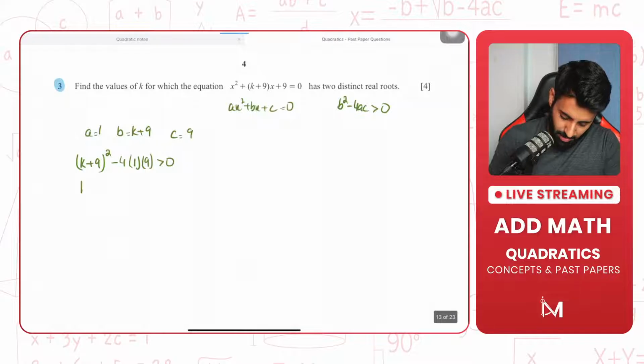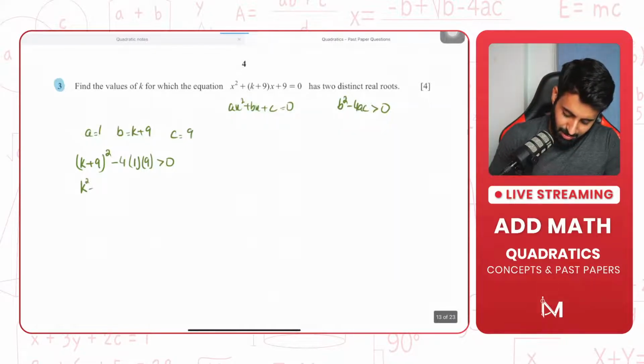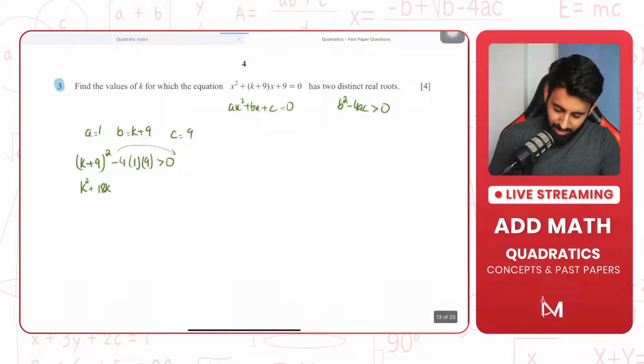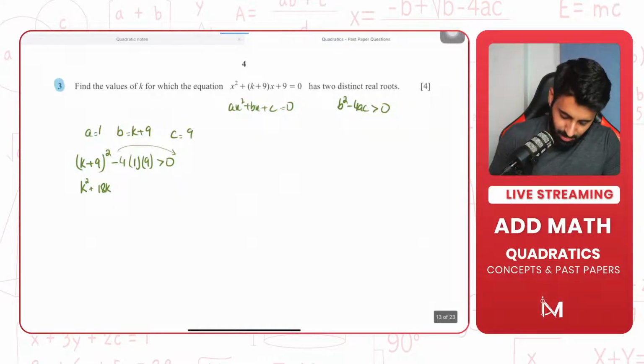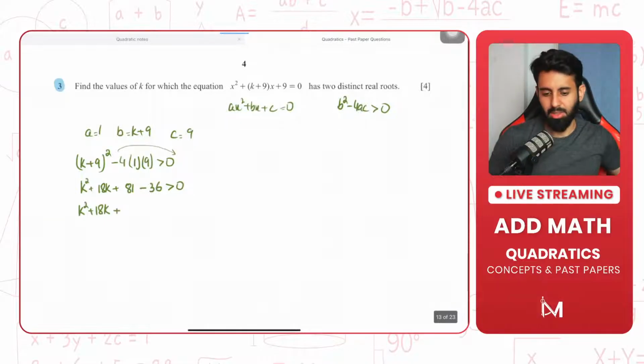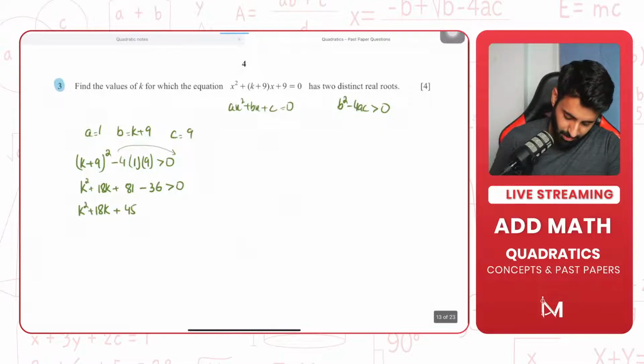So b squared, which means k plus 9, the whole thing squared, minus 4 into 1 into 9 is greater than 0, which means now you can expand it and then solve it. Or you can just shift this to the right hand side, take square root and then solve. k squared plus 18k plus 81 minus 36 is greater than 0, which means k squared plus 18k plus 45. What's 81 minus 36? It's 45.